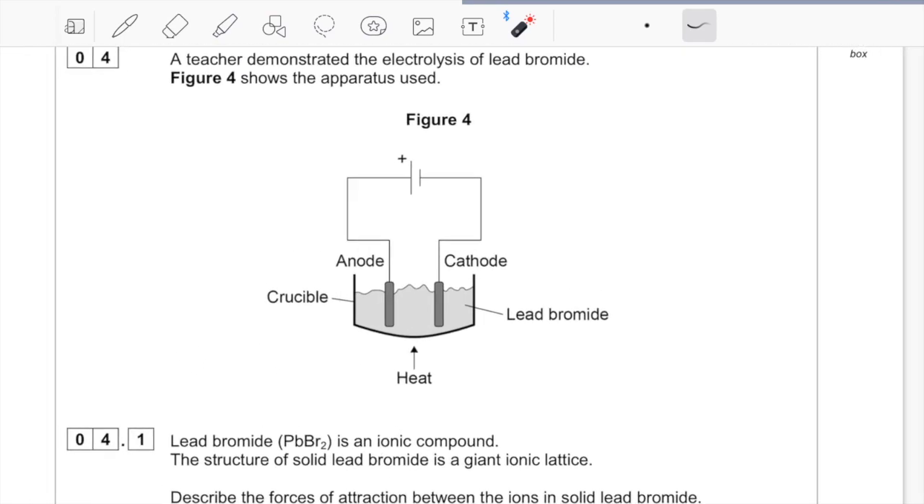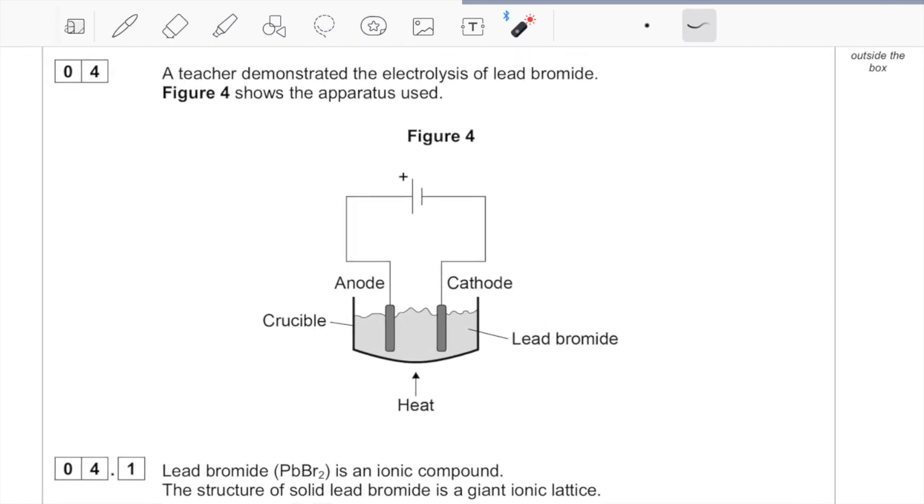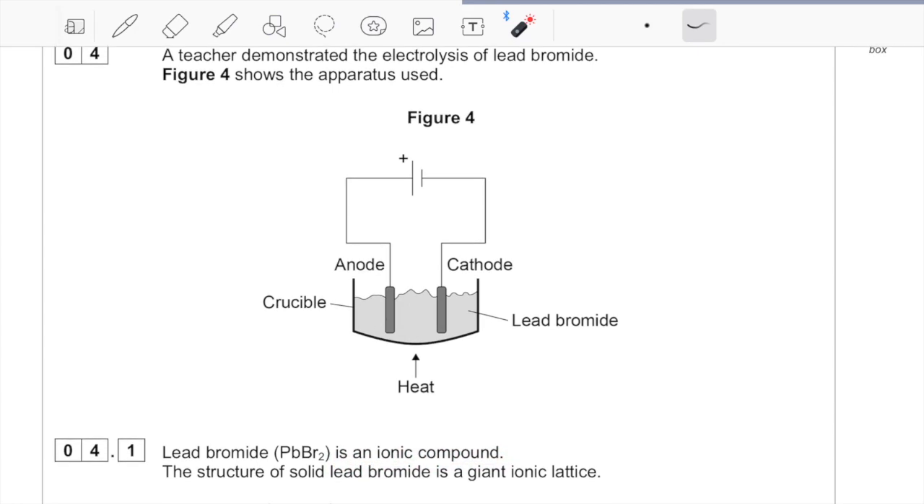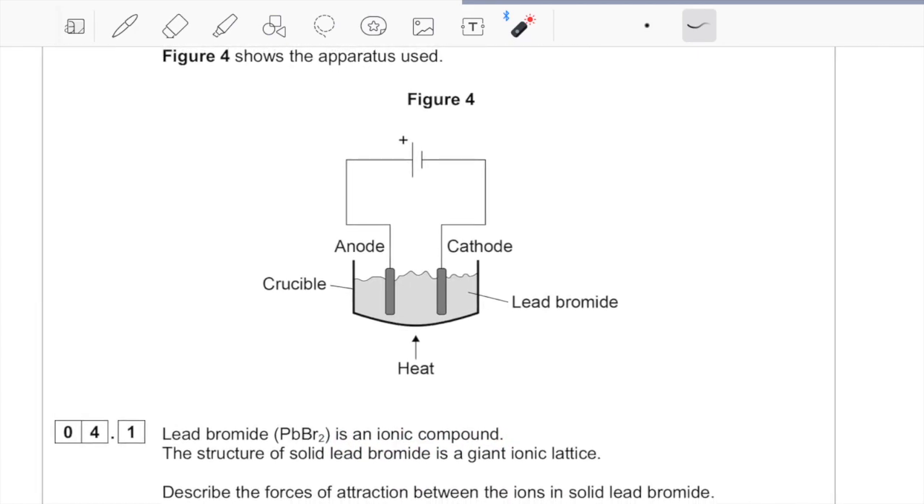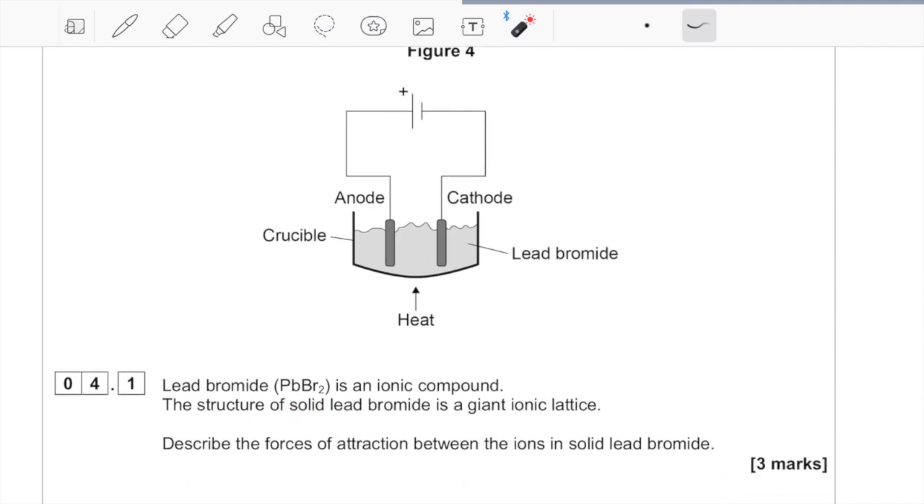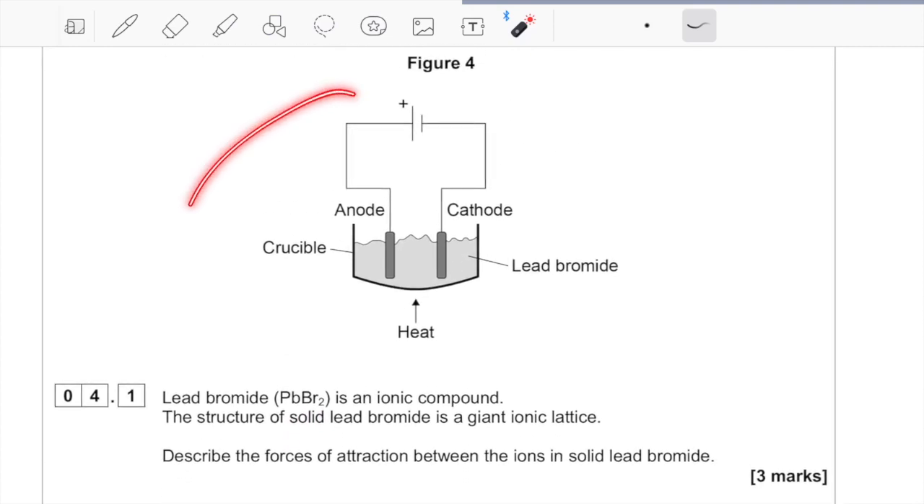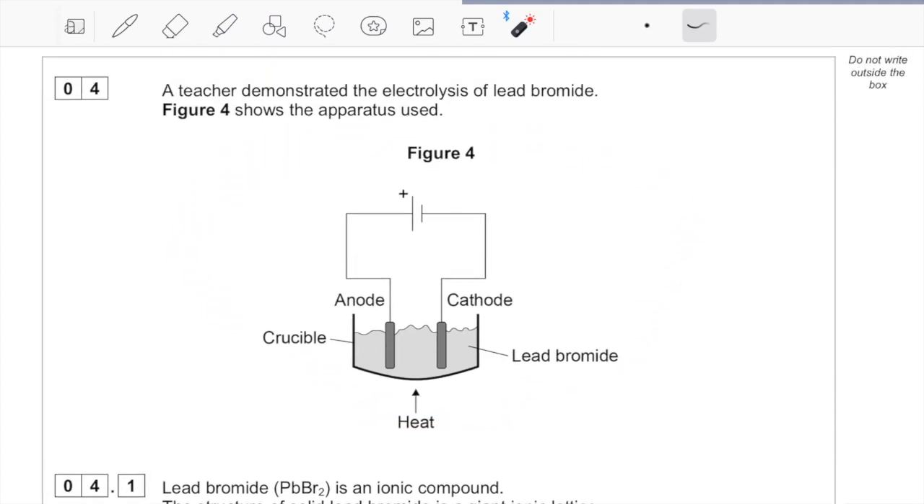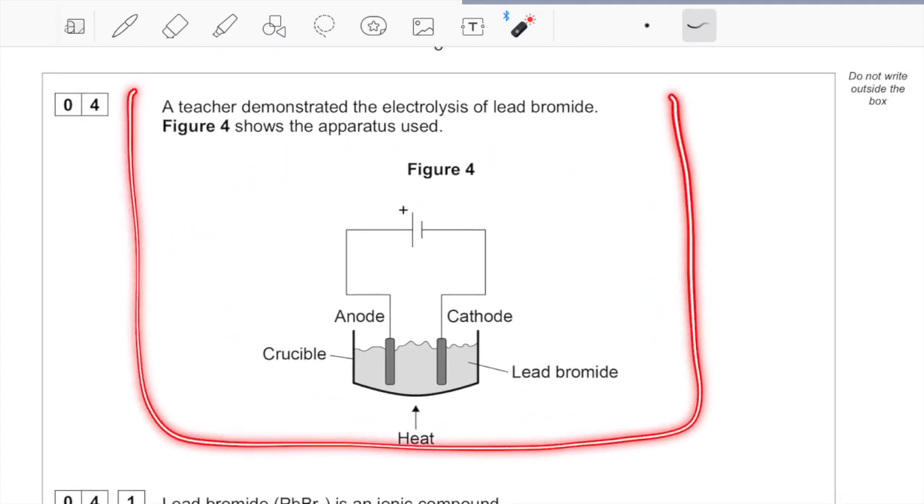Another electrolysis question. All right, so a teacher demonstrated the electrolysis of lead bromide. This figure shows us the apparatus used, so we can see there's a circuit. It's an ionic compound, they tell us. It's a giant ionic lattice when it's a solid. So now, don't be thrown by the fact that we've got this electrolysis information, as all of this could apply to any part of question 4.